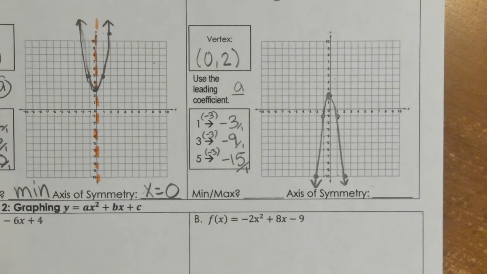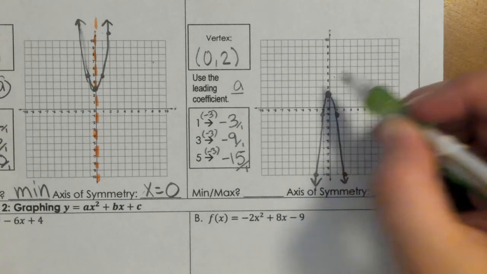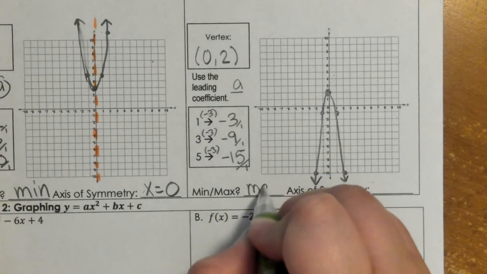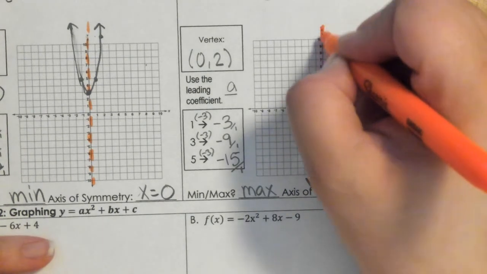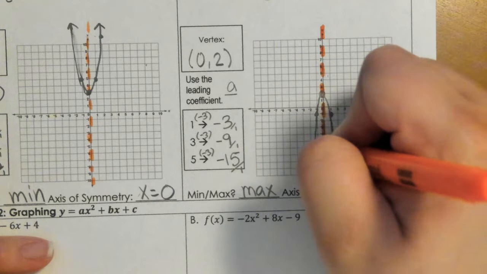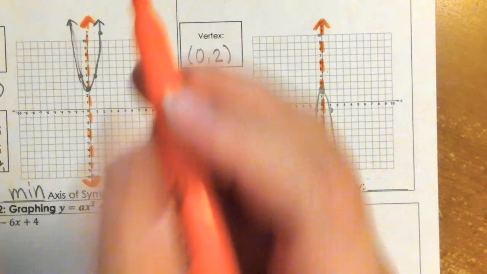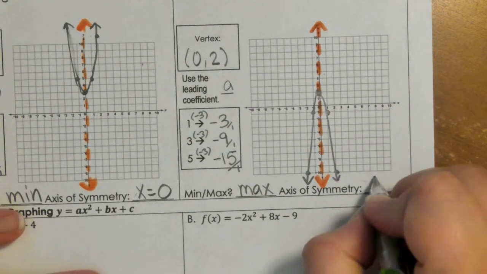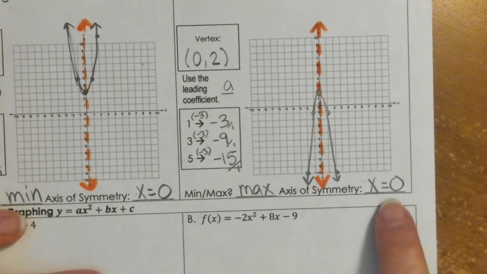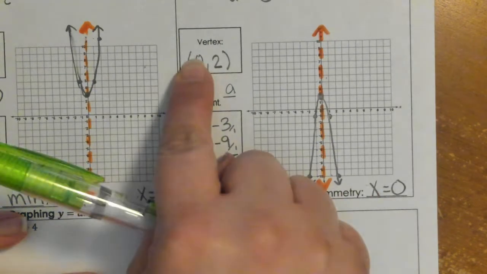Okay, is it a min or a max? Well, this is a max. This is a high point. Your vertex is a high point. And then that line of symmetry is going through the vertex. Okay, so remember, you always find that vertex, draw it right through the vertex, and that would be x equals 0, which again, that has to match the x in the vertex. They always match.